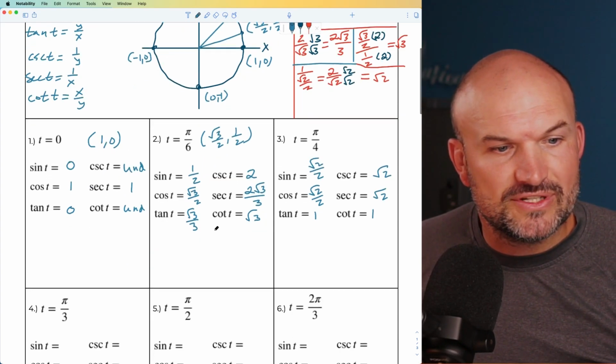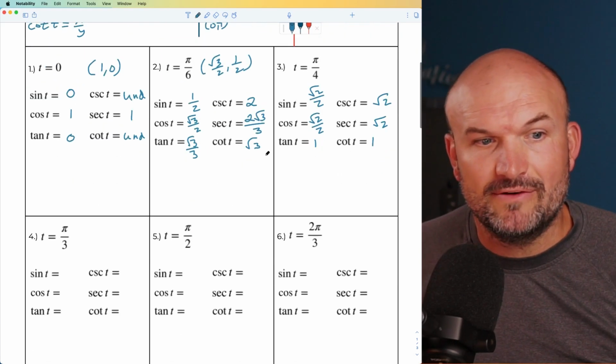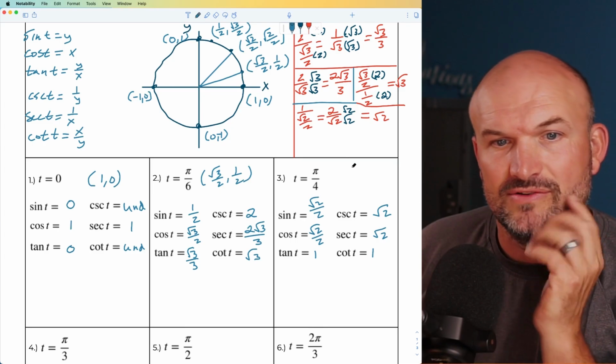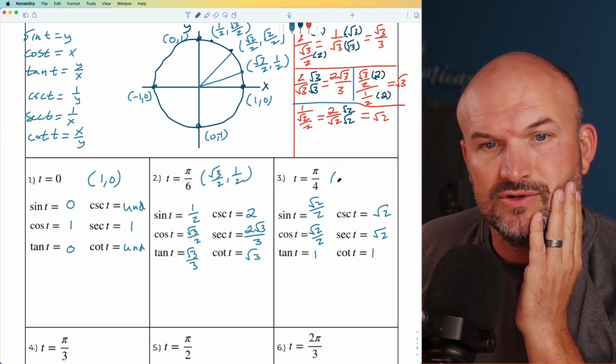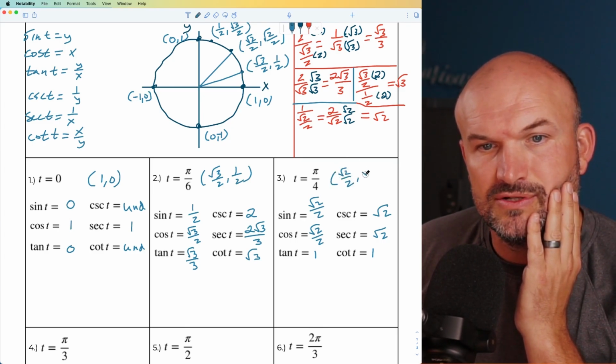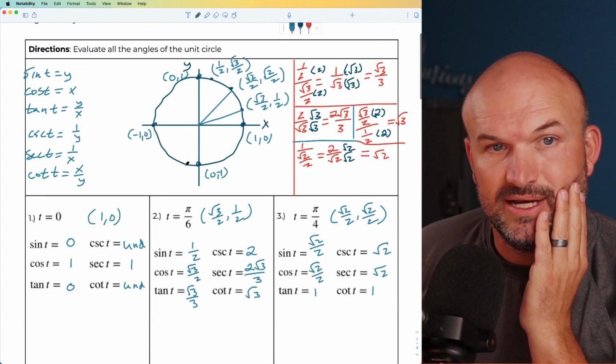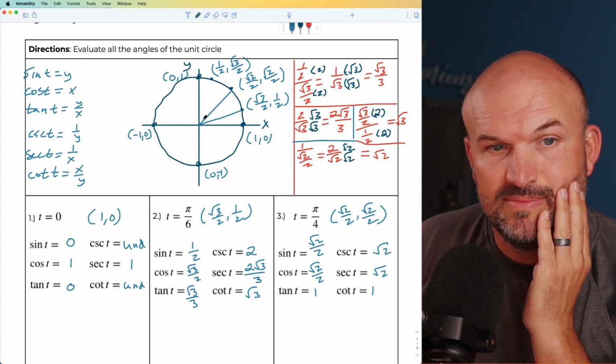All right, so now let's go and get to pi over 3. So pi over 3 is going to be our last one. Now you can see that these are going to be very similar, right? I forgot to write in these points. Sorry about that. So this one's going to be square root of 2 over 2, comma, square root of 2 over 2. All right. So let's go to this point. Now, again, if you check my unit circle, you should have this memorized. This is going to be pi over 3, all right?